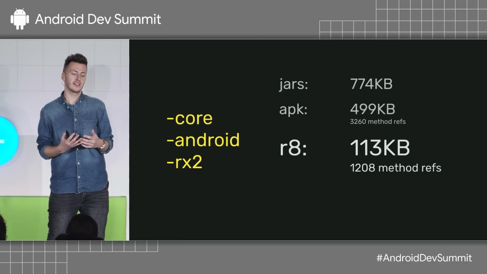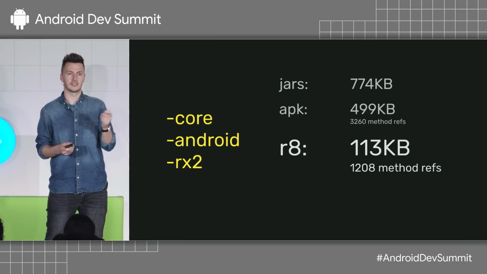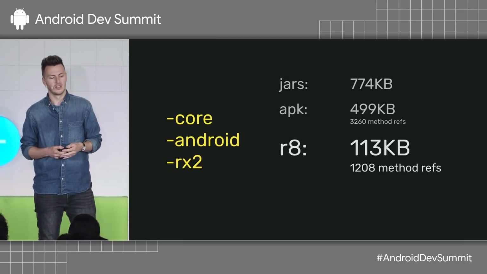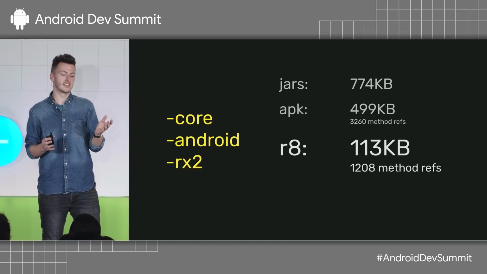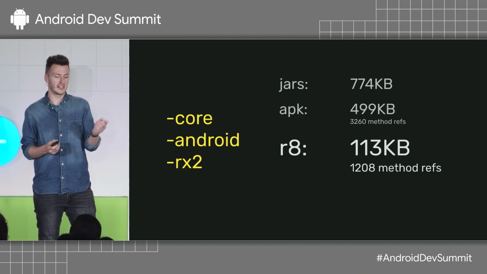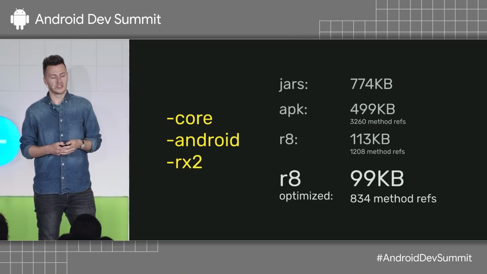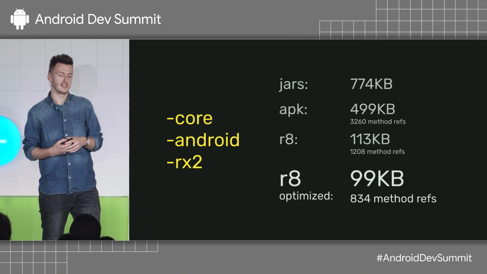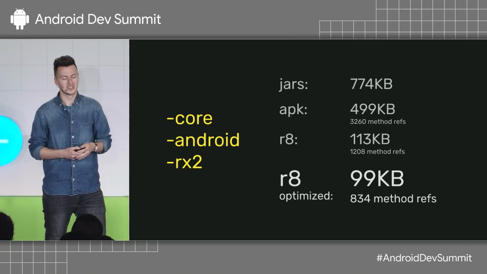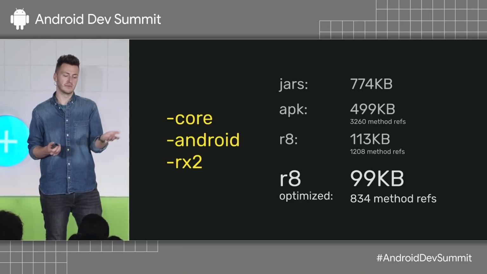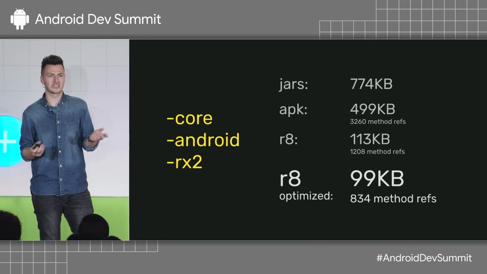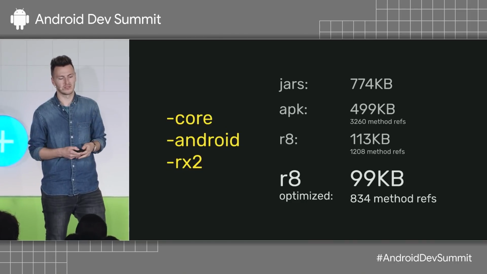As soon as you turn on minify, and now this is just tree shaking, so there's no optimization turned on here, or ProGuard, they both have similar results. You're looking at about 113K, so a lot less. And again, the method references have dropped. But as soon as you turn on optimization, and then you go through trying to fix all the ProGuard rules, you're coming down to that magic value, which is less than 100 kilobytes. And again, your method references are now 834. It's less than 1%. Well, it's 1% of your references.